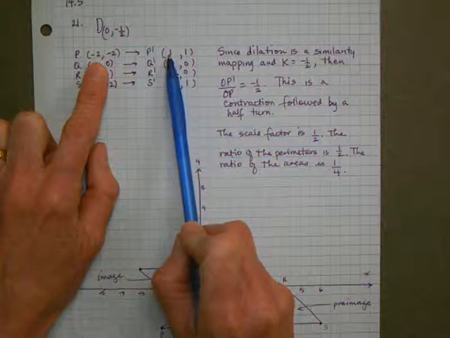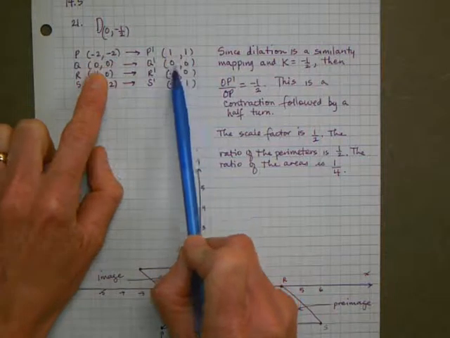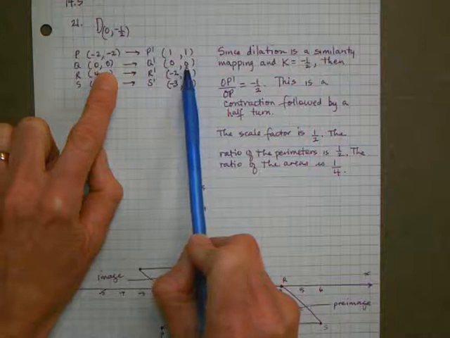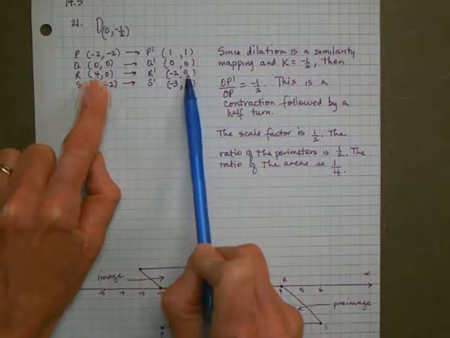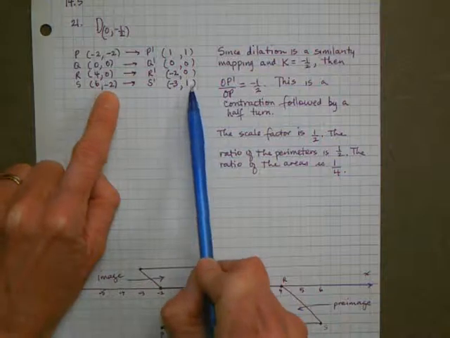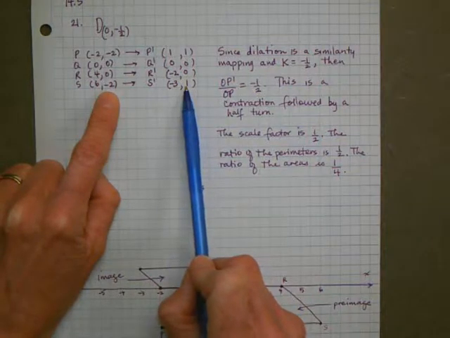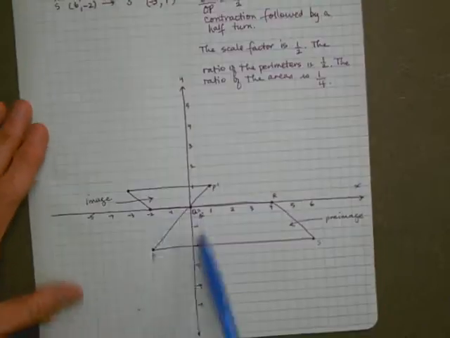Negative 2 times negative a half is 1. Negative 2 times negative a half is 1. 0 times negative a half, still 0. 0 times negative a half, still 0. 4 times negative a half is negative 2. Got a 0 there. You can see where the negative 3 comes from. You can see where the 1 comes from. Okay, so I plot the image points. These are the image points. So let's look down here and see the image points.